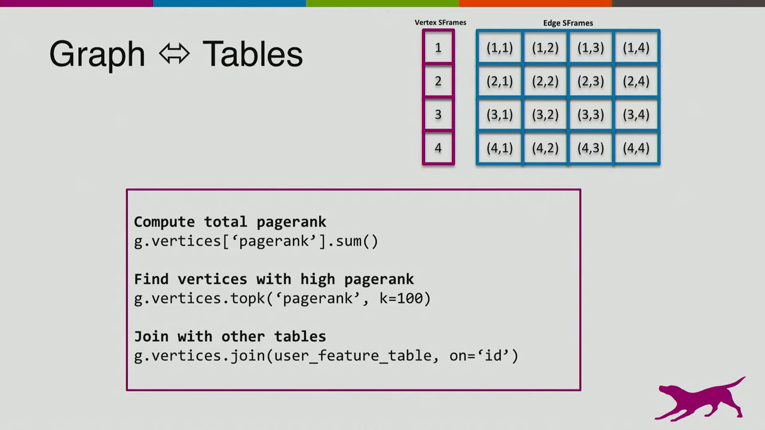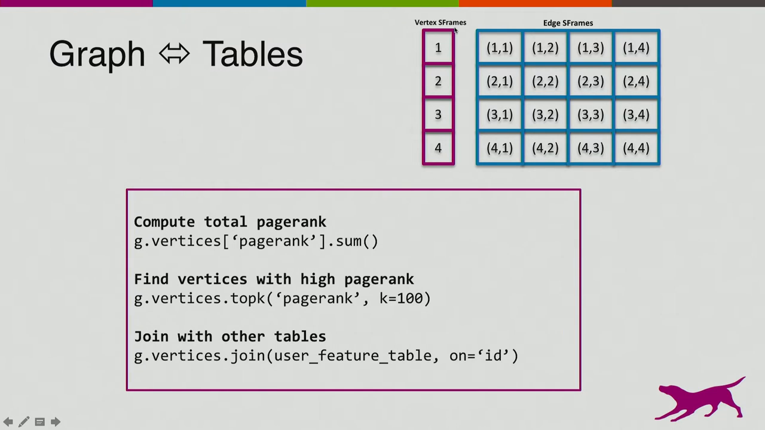So finally, because SGraph is built on top of SFrame, a direct concatenation of all these vertex SFrame partitions gives us the same view as tabular data. So we can do g.vertices['pagerank'], essentially selecting the page rank columns of all these SFrames and performing a sum. So you have this seamless transition between graphs and tables.